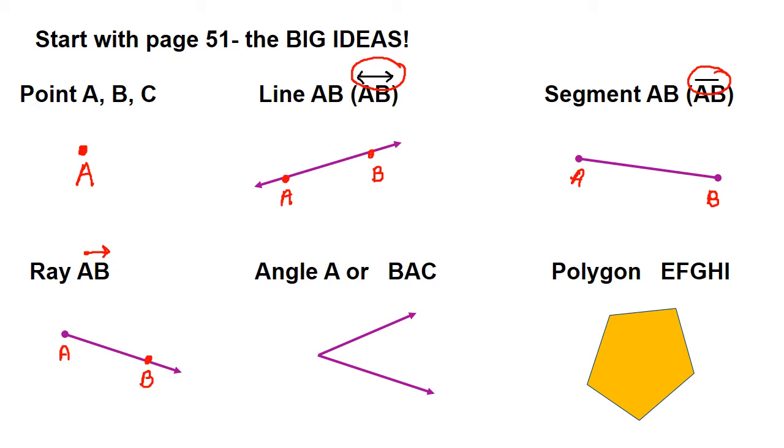Angle A or angle BAC. And you go exactly in the order of the letters. B. The letter in the middle is always your vertex. A vertex is the place where the 2 rays meet. And C. And then, of course, we have polygons, and they get called polygon E, F, G, H, I. And you just follow the letters around again.